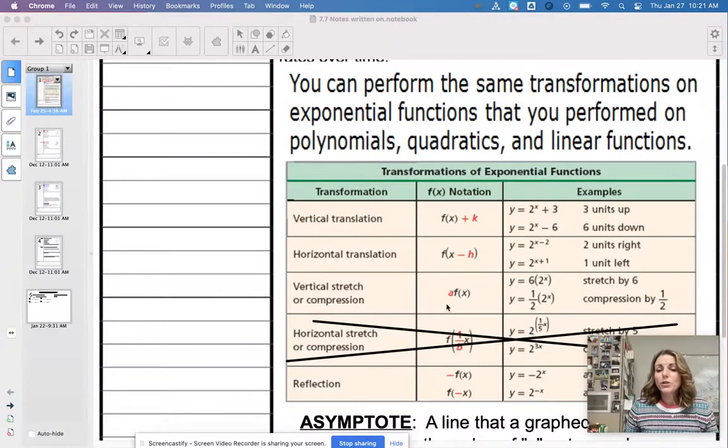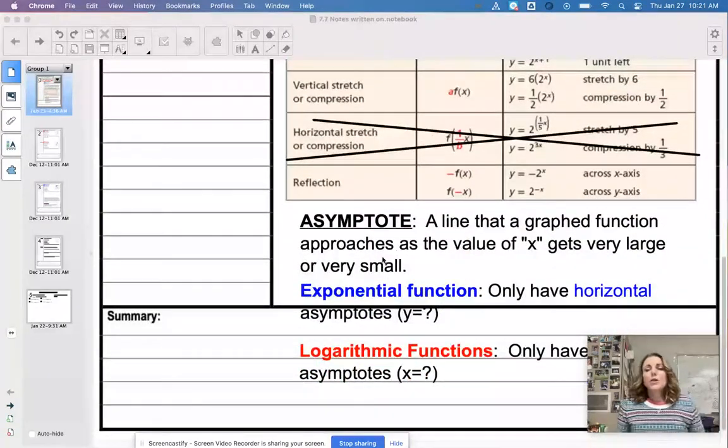Vertical stretch or compression deals with the a value out in front. If the absolute value of that a value is greater than 1, it's a stretch. Less than 1, it's a compress. And reflection. Across the x-axis, your y's change, so you have a negative out in front of the function. And if you're reflecting across the y-axis, your x changes, and then you attach a negative to each of the x's.